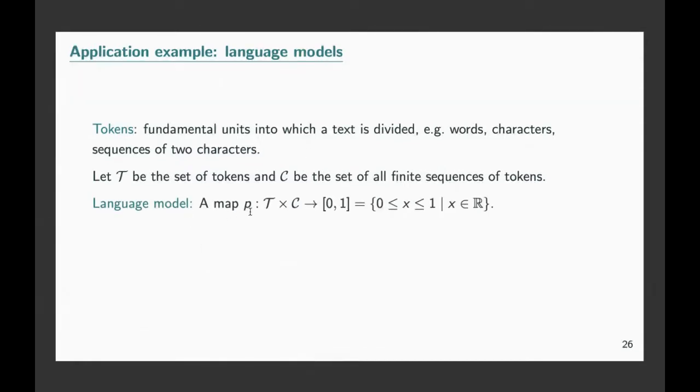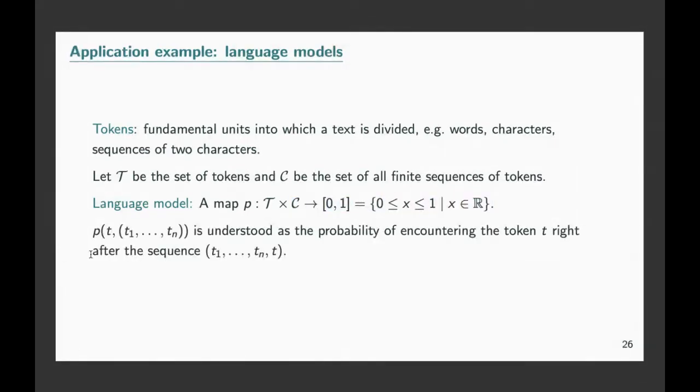Then a language model is a map from the set of all finite sequences of tokens to a probability. And the map is understood as the probability of encountering the token T right after the sequence of tokens T1, Tn. So T should not appear here, just T1, Tn. And it is written as P of T given the sequence. So it's just a conditional probability. Given a sequence of words, what's the probability of the next word, of the word T to appear next?